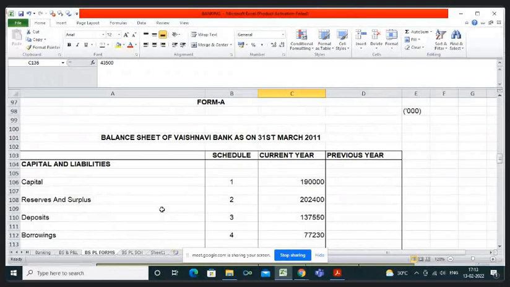So one thing to remember is we have to memorize the format of the balance sheet, profit and loss account, and the various schedules. That's it. Once you remember all these, then you can complete this problem easily. Any questions or doubts so far?